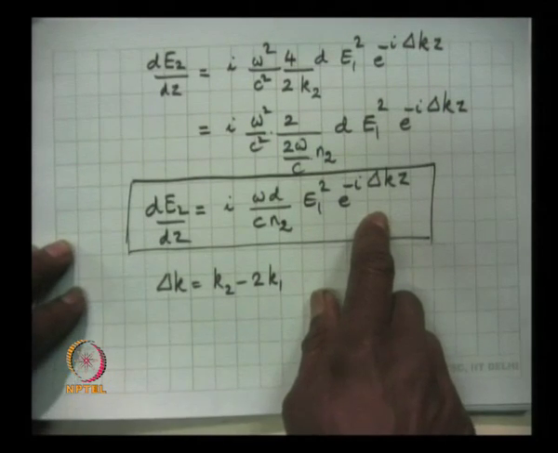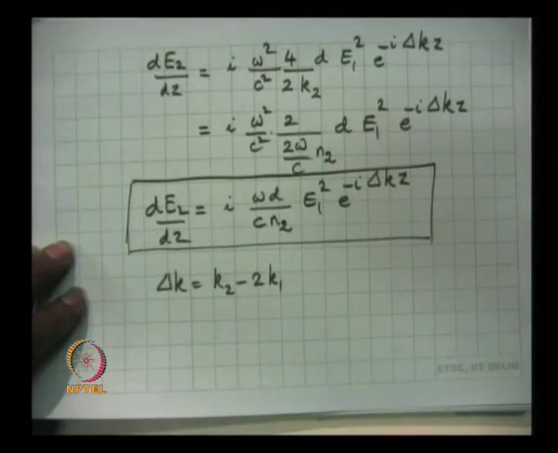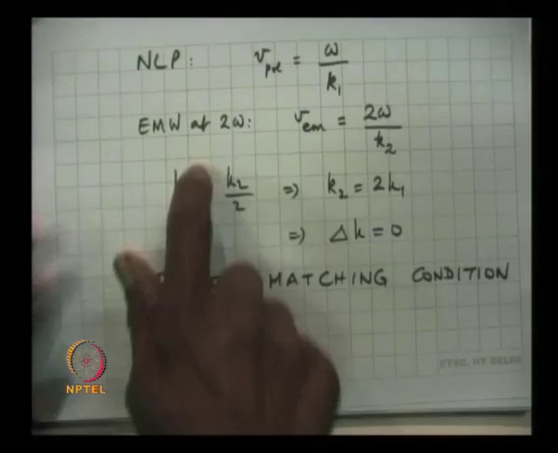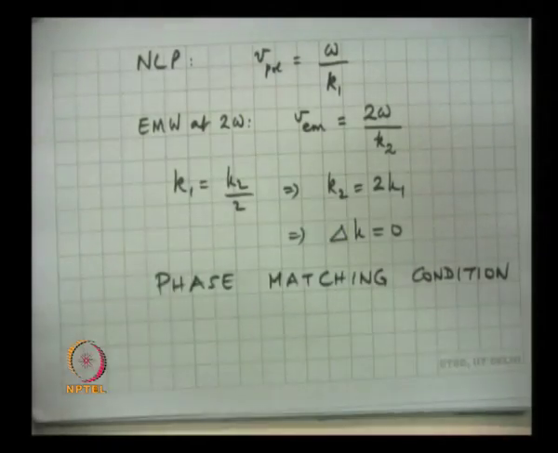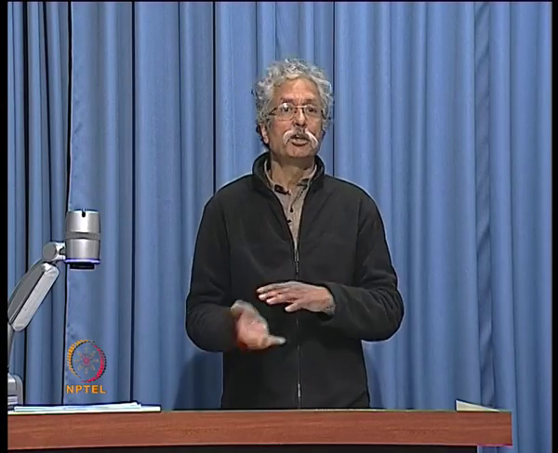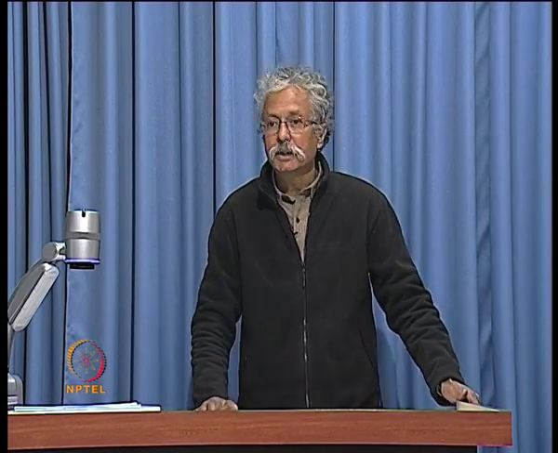Physically what is happening is that the source of the electromagnetic field, which is the nonlinear polarization, and the electromagnetic field that it is generating must be travelling at the same speed for the energy to constructively keep on being fed from the polarization to the electromagnetic field. Okay? So, do you have any questions?